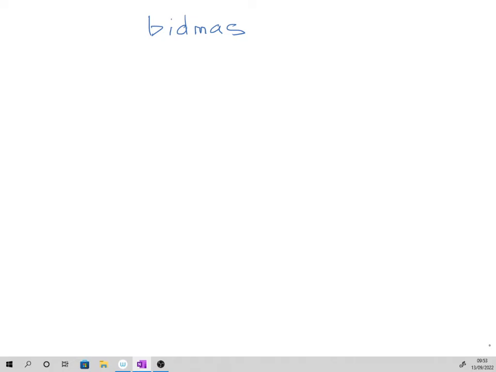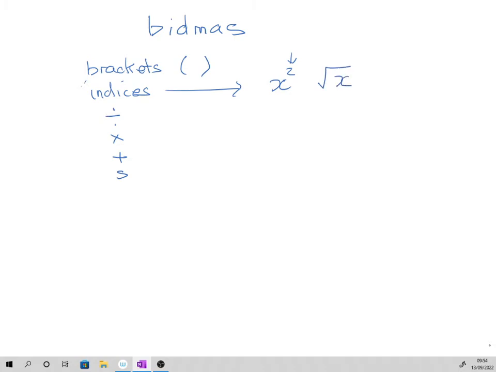So BIDMAS. This is the order that we do things in. So we've got brackets is the B, indices is the I, divide, multiply, add, and subtract. Brackets are these things. Indices are when we've got, I'll put an X because it can be any number. That is in indices, this little square sign, or the square root, indeed, is in indices.